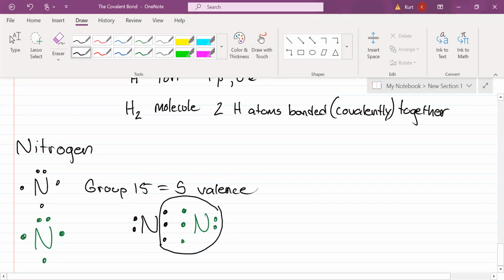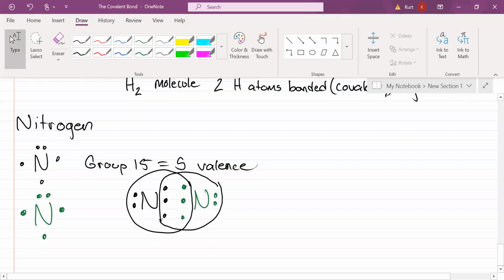How many electrons are in the green one? 1, 2, 3, 4, 5, 6, 7, 8. There's 8 of them. How about the black nitrogen? 1, 2, 3, 4, 5, 6, 7, 8. There's 8. This is called a triple covalent bond. So to write it really nicely, it's going to look like this. These are called triple covalent bonds. That's the hardest one to really understand. I'm going to teach you that more tomorrow.